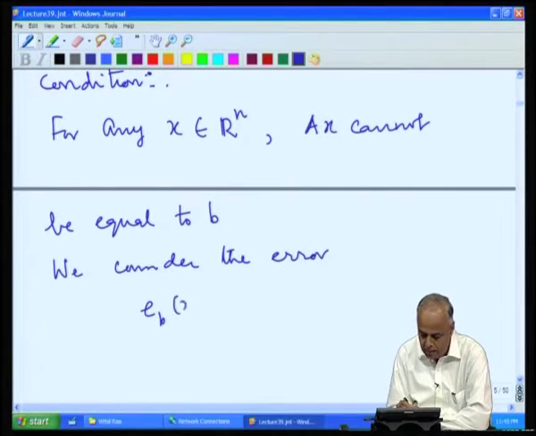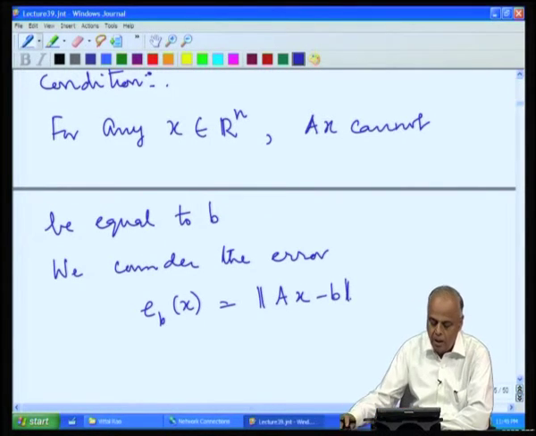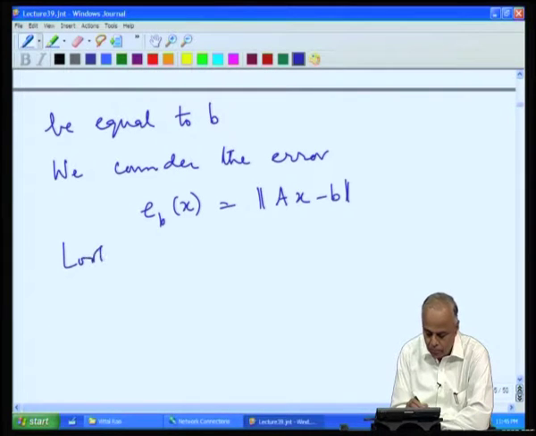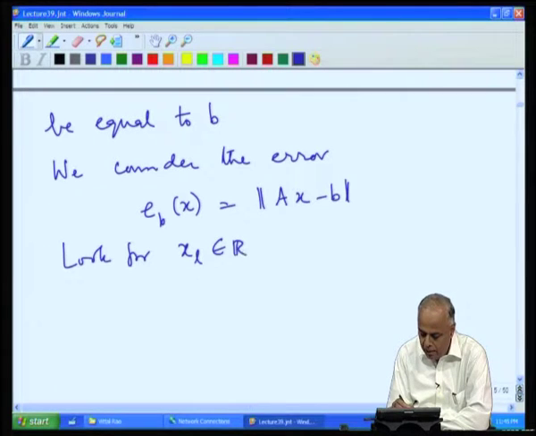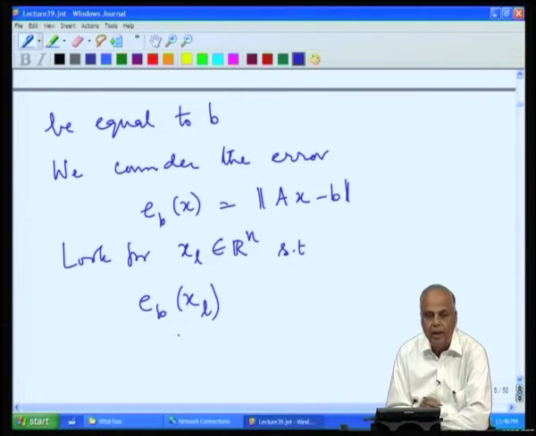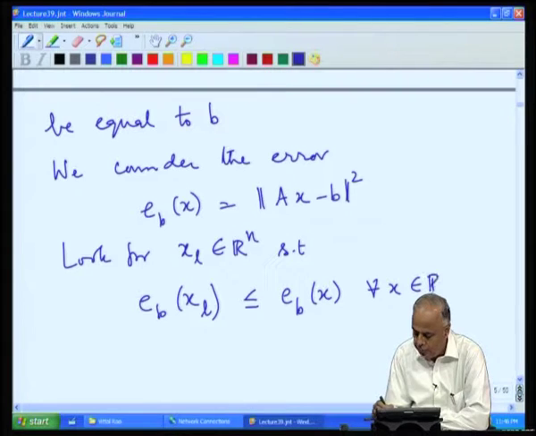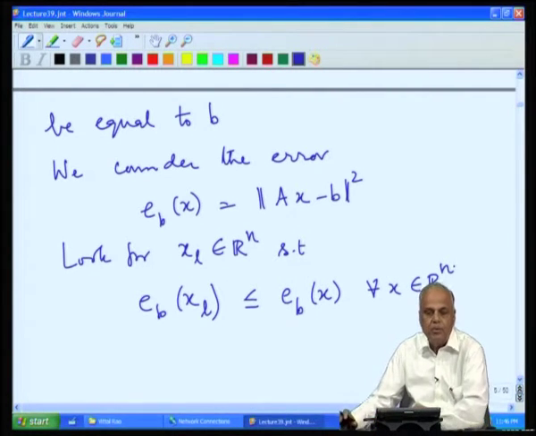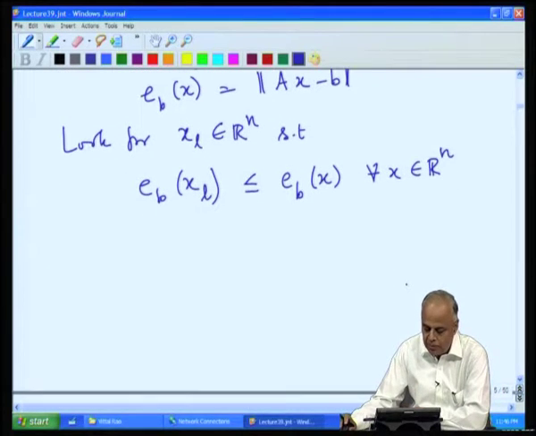E(x) as the length of the vector Ax minus b, and we look for a vector x_l in R^n such that this error is minimum. That is, if you take the error, we can even take the square error, that will be less than or equal to the error obtained from any other vector. That is, x_l gets as close to the vector b as possible under the transformation A.